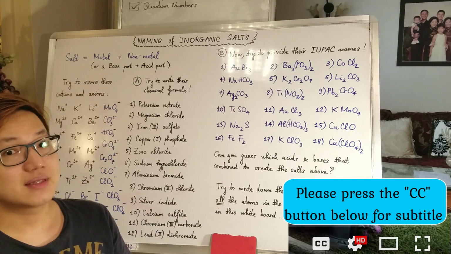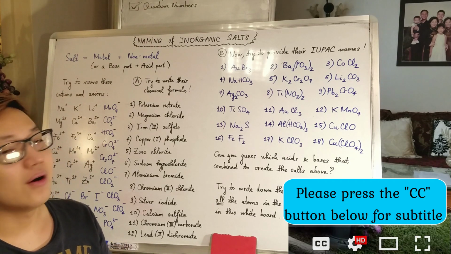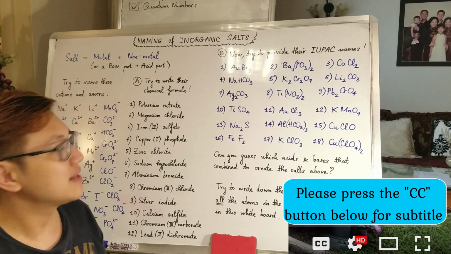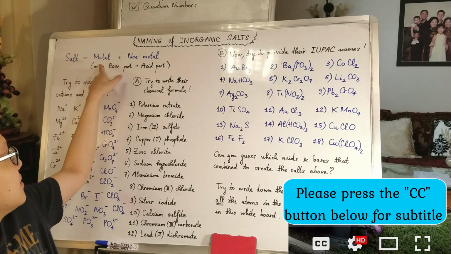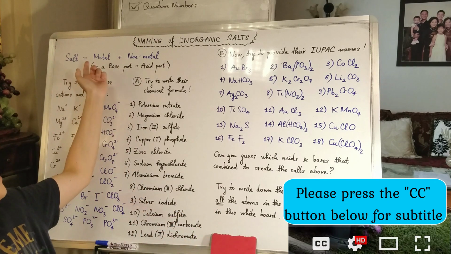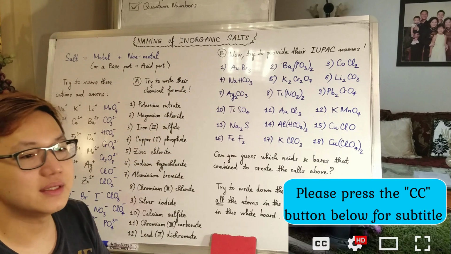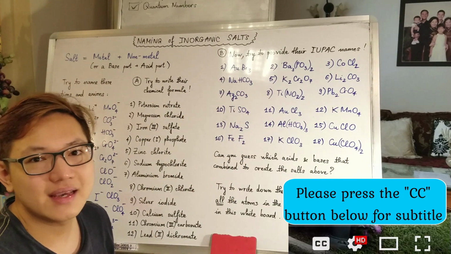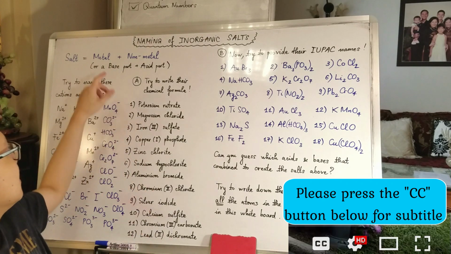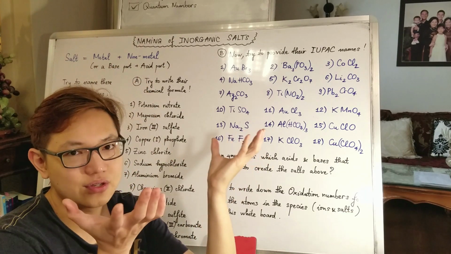So in this episode number 6, I'll continue with the naming, but now it's the naming of inorganic salt. What is an inorganic salt? Basically, a salt is a metal and a non-metal combined together. Inorganically, it should have a metal part and a non-metal part combined together, just like yin and yang. Or it can be the result of a base combined with an acid.